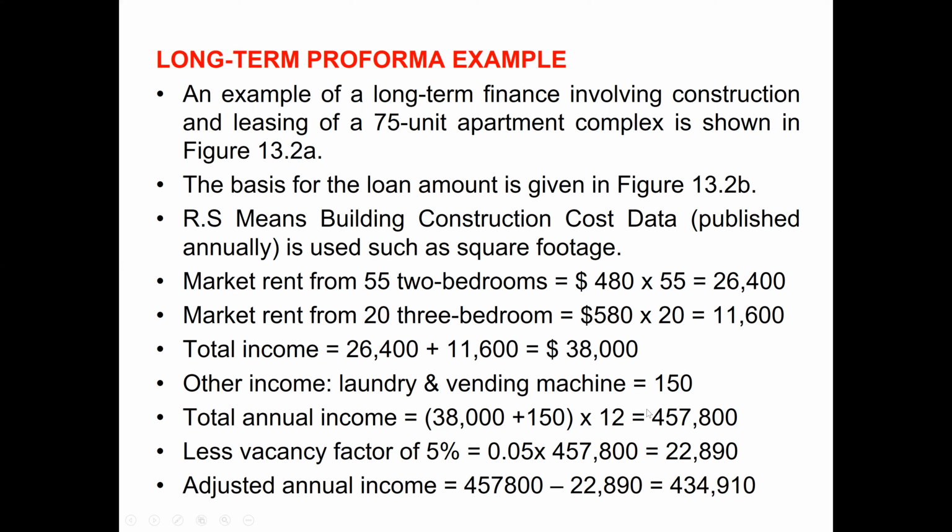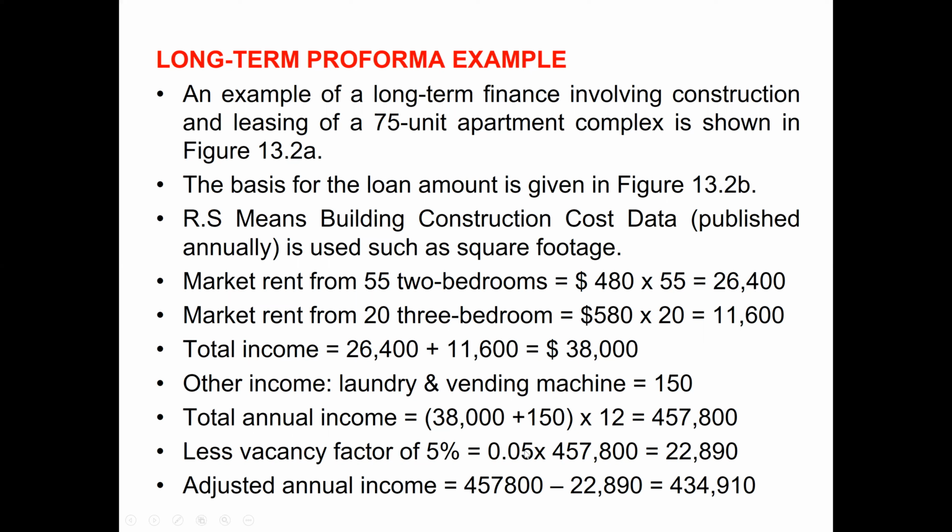Other income, laundry and vending machine, is just 150. So we add this 150 to 38,000 and then multiply it by 12. This will give an annual income of 457,800. Then less the vacancy factor of 5%.